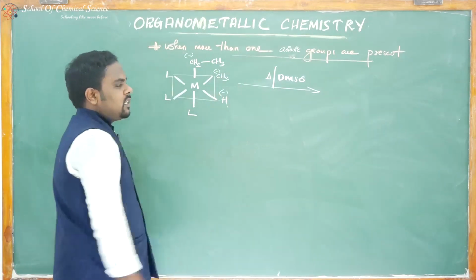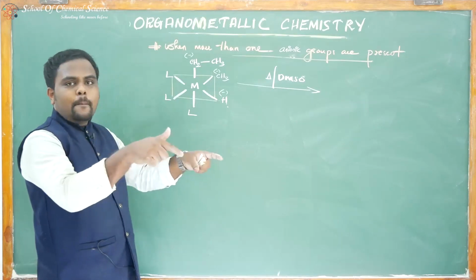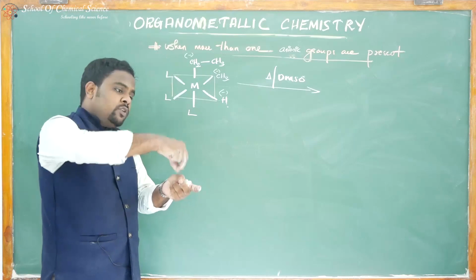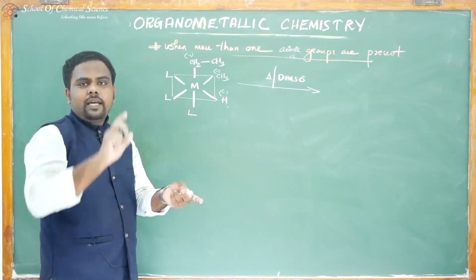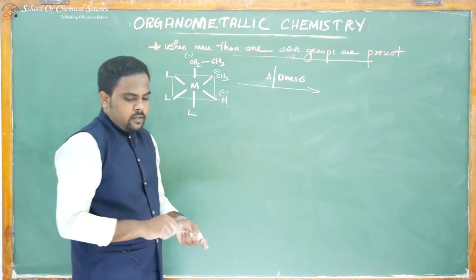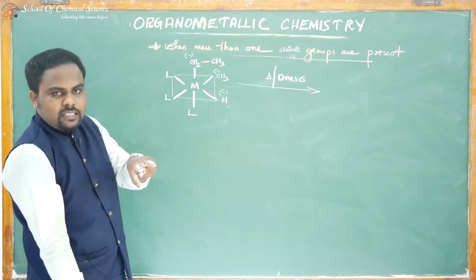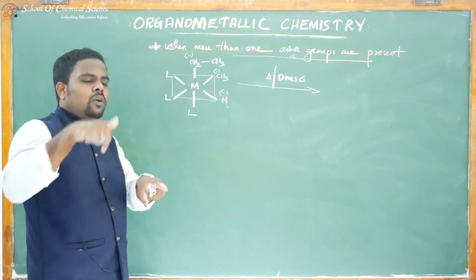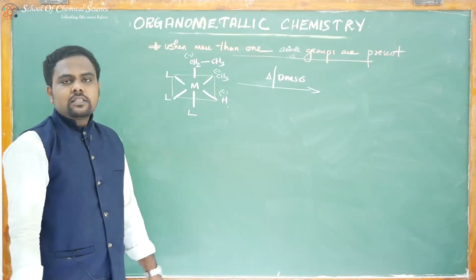These two are cis to each other because they are in the adjacent position of the square plane. And this CH2, CH3 is in the axial position. You know the axial ligand is cis to all the base square plane ligands. Clear? For example, this is the square, one axial below. This axial ligand is cis to all the four square plane ligands. So definitely all the three ligands are cis to each other.